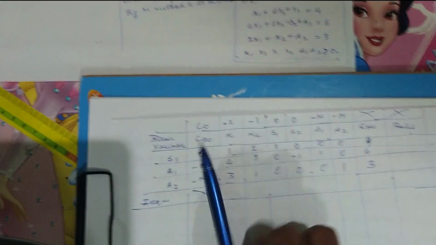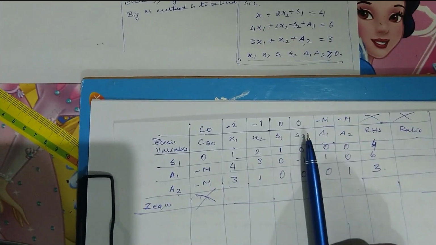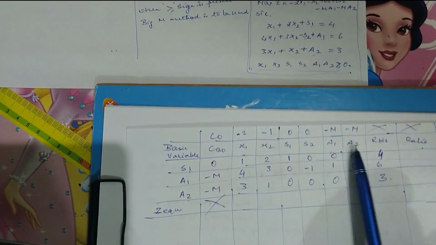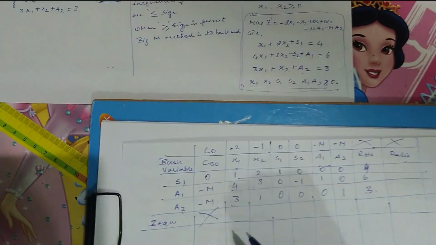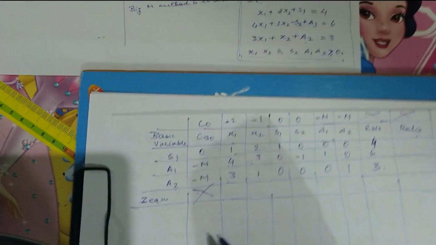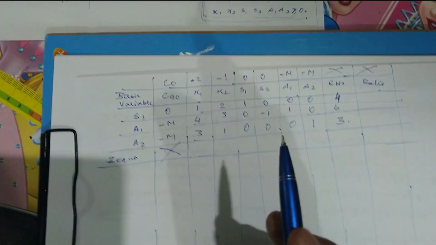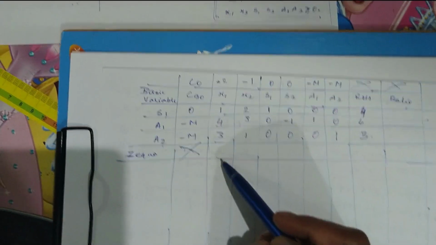So therefore if you consider this and this row, that is the column of S1, S2 and A2, which is available, S1, A1 and A2, if you consider, it is in the form of a unit matrix. Now moving on, the next step that we need to do is to calculate the Z equation values, similar to the one that we had done earlier.